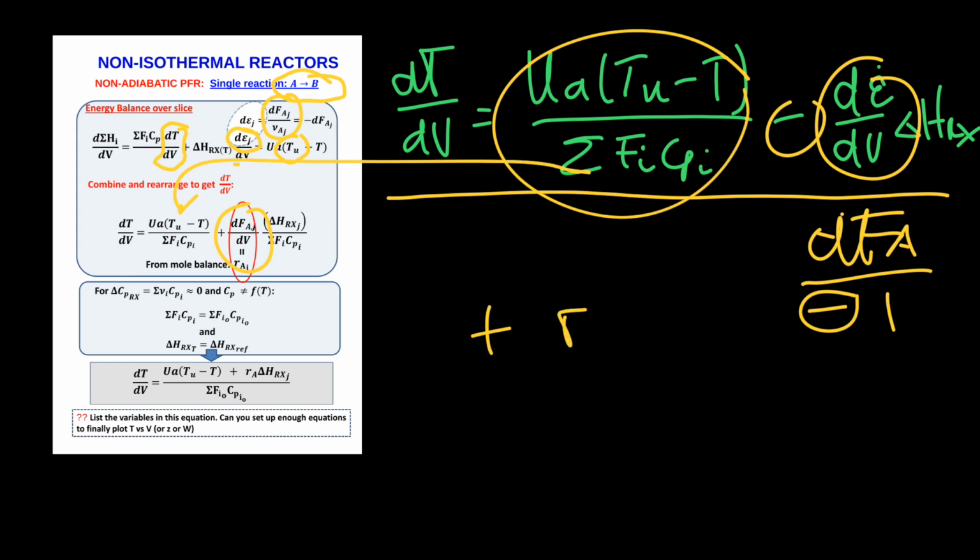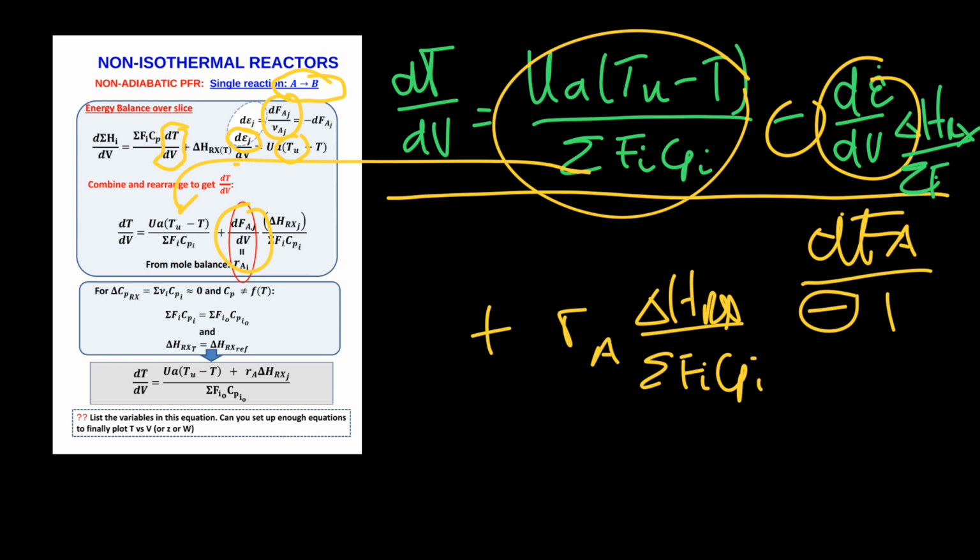and that is why I end up with this term plus that rate of A multiplied by the heat of reaction divided by the sum of everything flowing through that reactor. At that point, of course, I forgot it over there. My simplifying assumption is if the del Cp of the reaction is equal to 0, that del H reaction, I don't need an extra algebraic equation to calculate for that in my function.